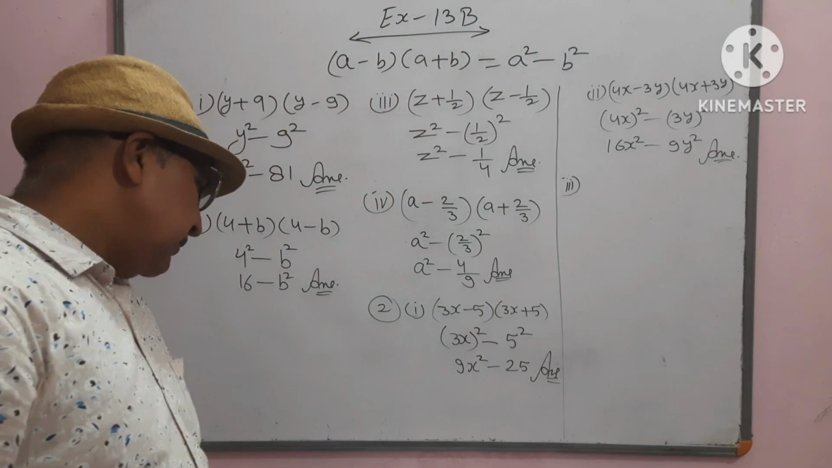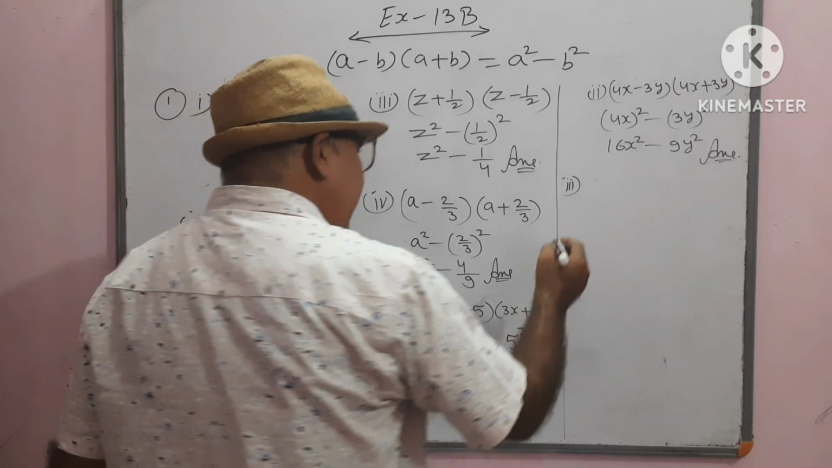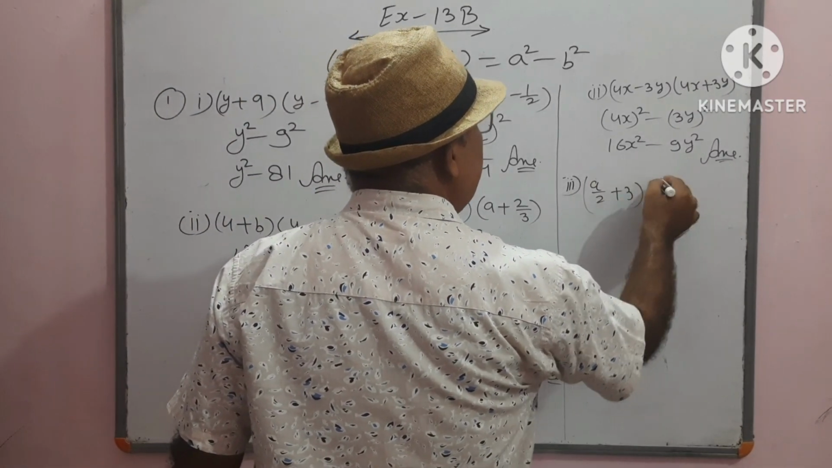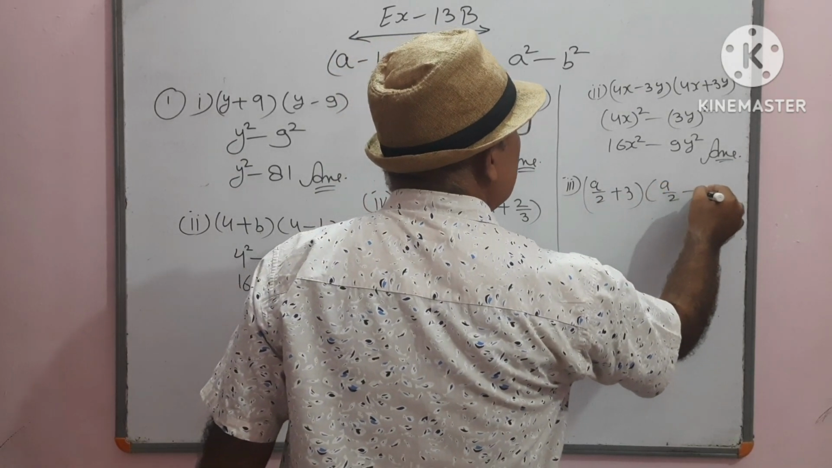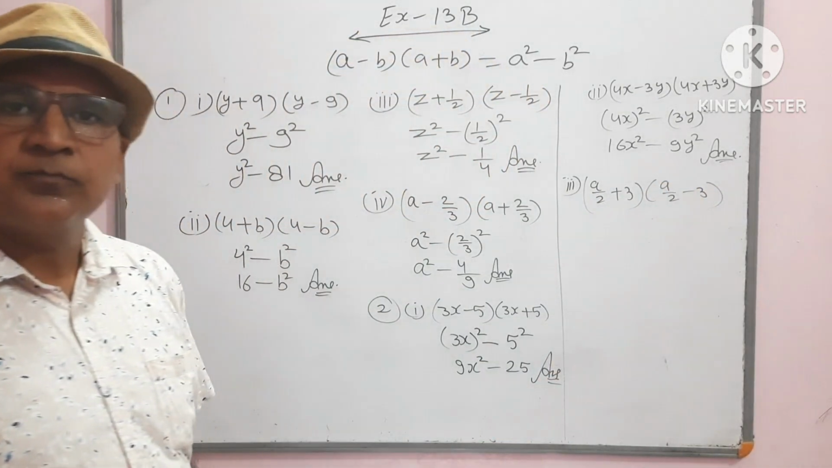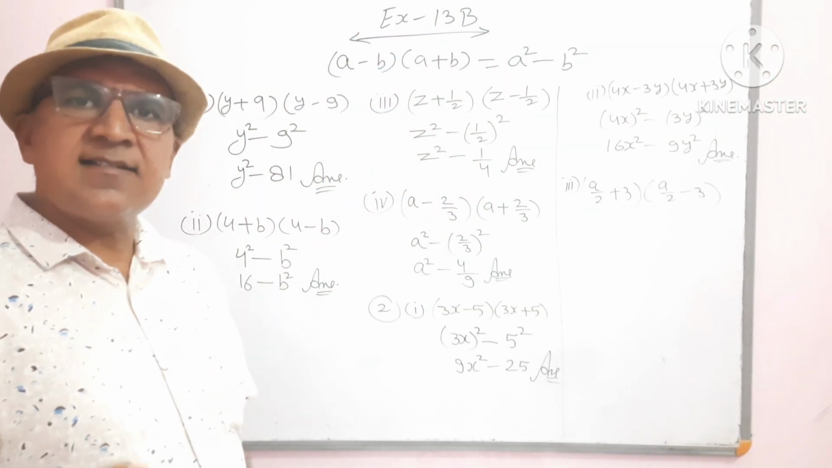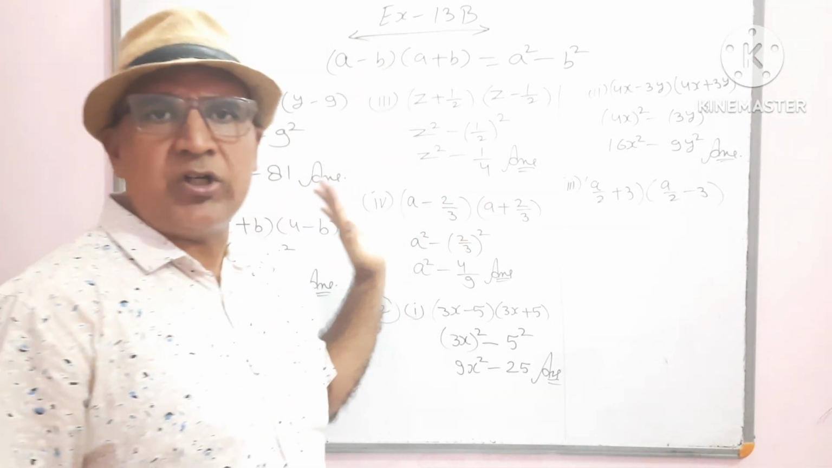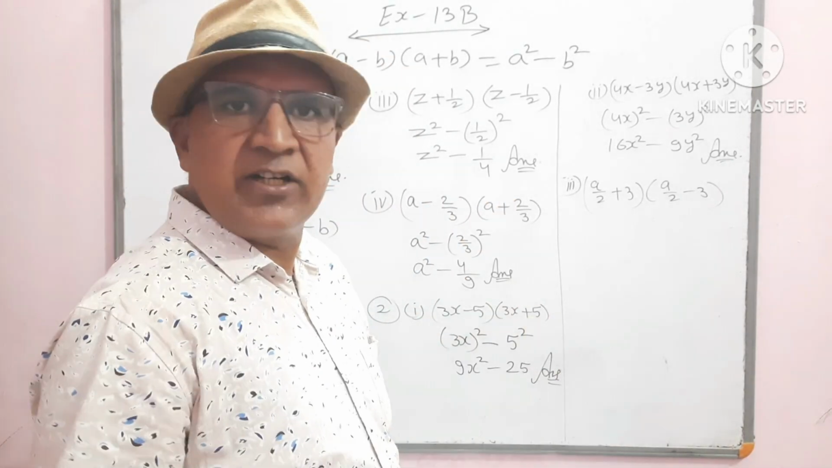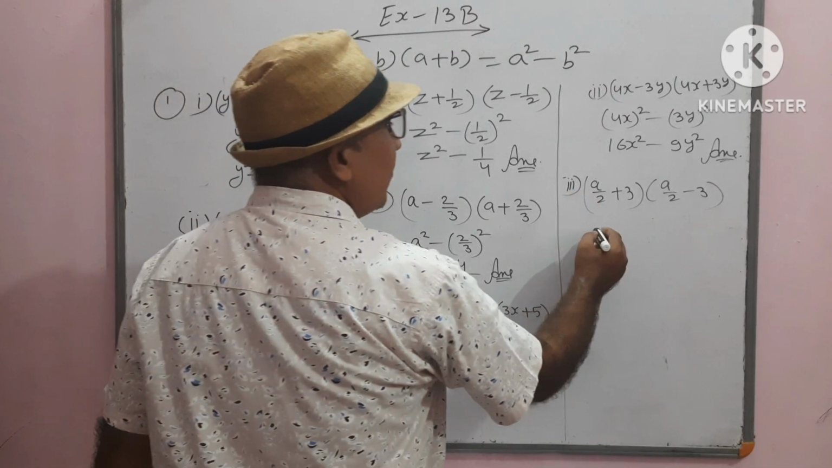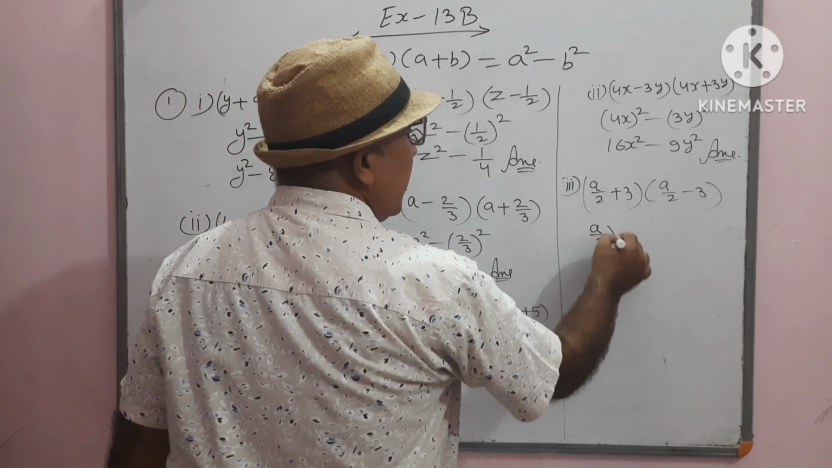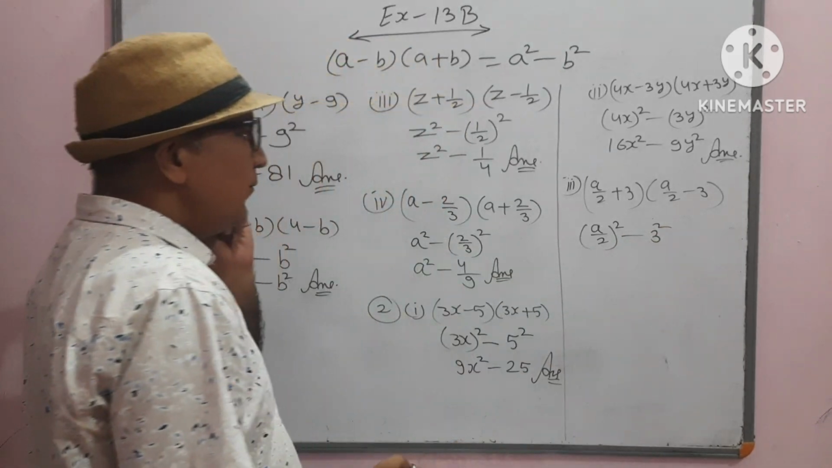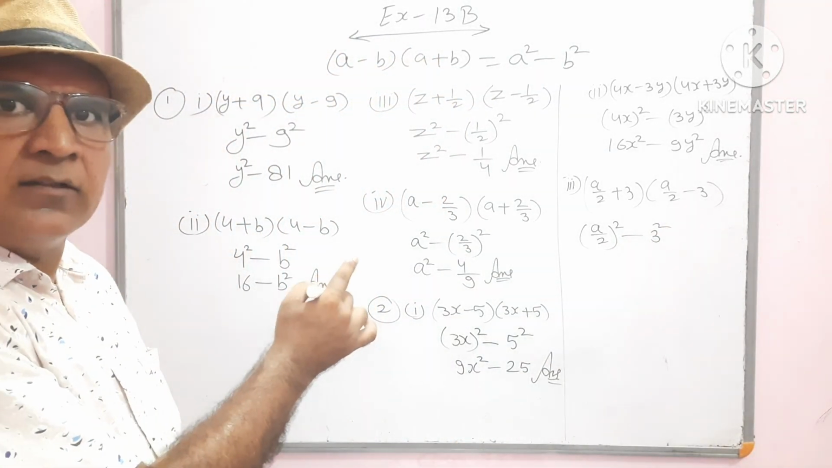Okay? See the third one. (a by 2 plus 3) and (a by 2 minus 3). Every question is similar. Only one identity you have to use in every question. Only the numbers will be different. So see, now what you can do? (a by 2) whole square minus 3 square. Is it understood how I have done?